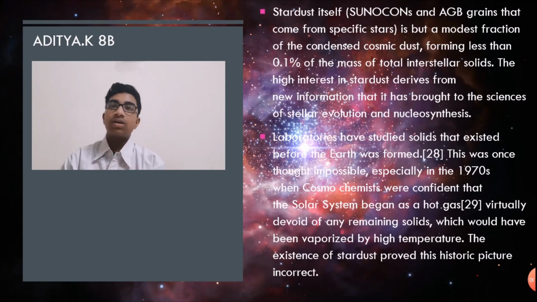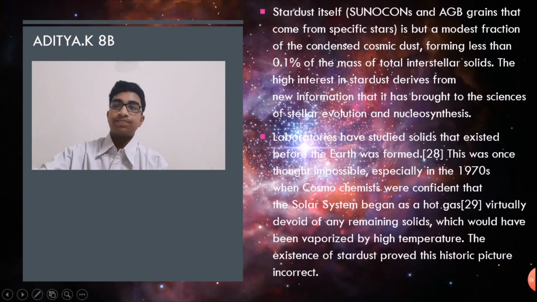Laboratories have studied solids that existed before the Earth was formed. This was once thought impossible, especially in the 1970s when cosmochemists were confident that the solar system began as hot gas, virtually devoid of any remaining solids, which would have been vaporized off by high temperature. The existence of stardust proved this historical picture incorrect.